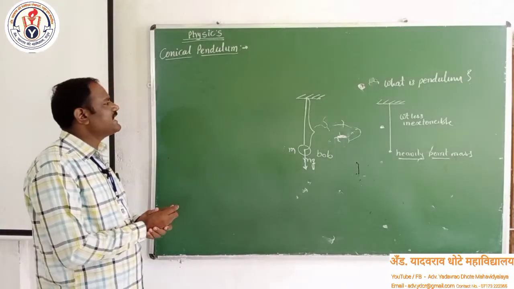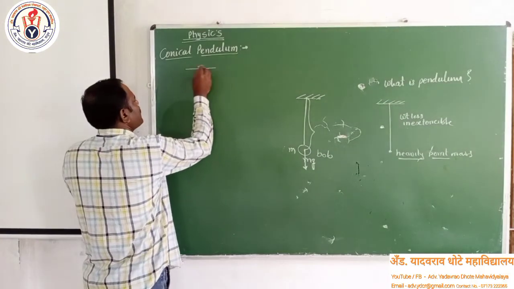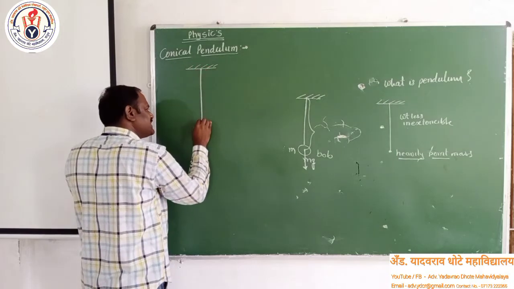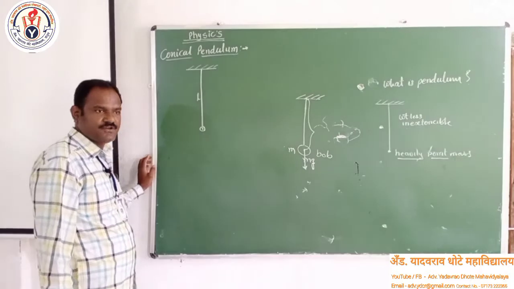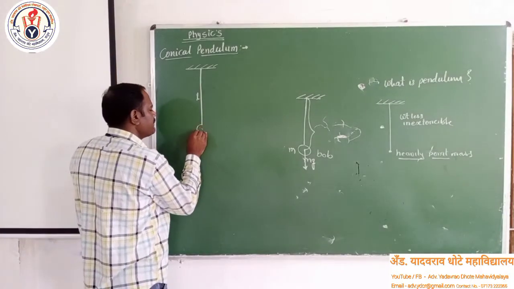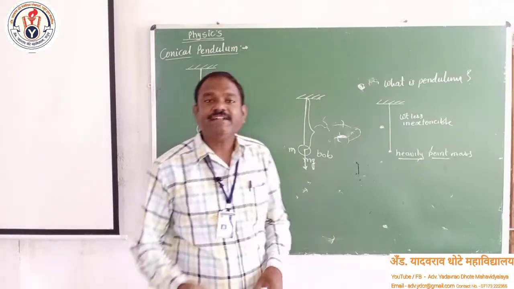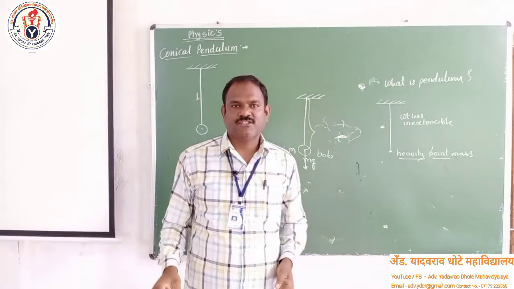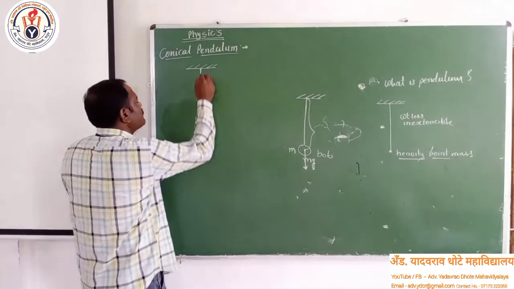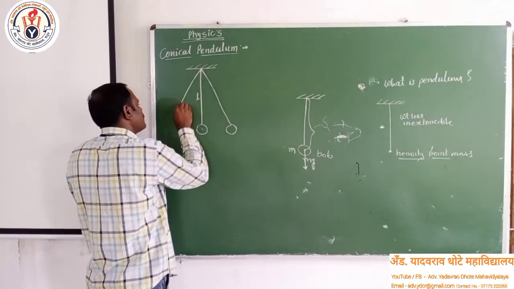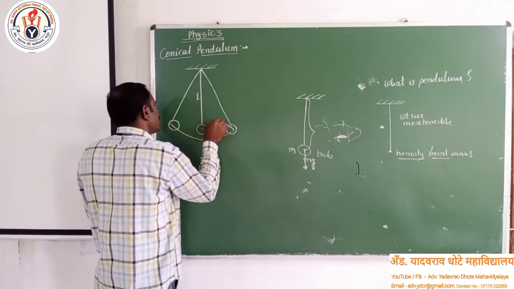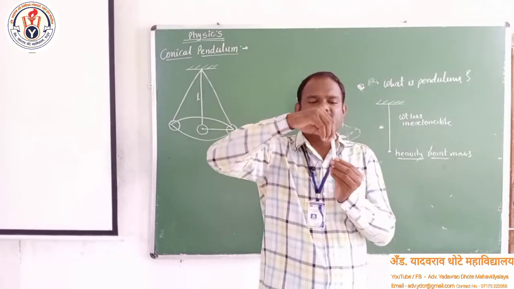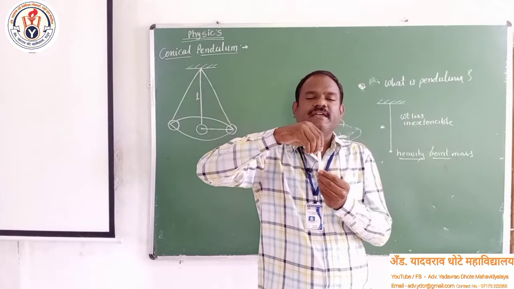Now students, how is the conical pendulum formed? We consider the rigid support to which the pendulum is attached, and this is the length L of the pendulum, and this is the bob. Now we rotate that pendulum, revolving it like this. So it forms a cone-like structure, and therefore this is called the conical pendulum. Because the pendulum forms a conical shape, it is called a conical pendulum.